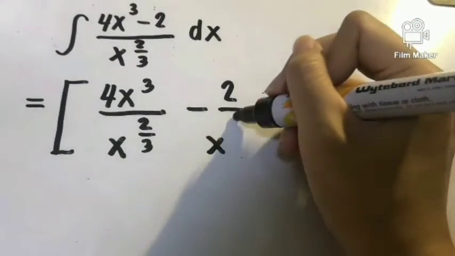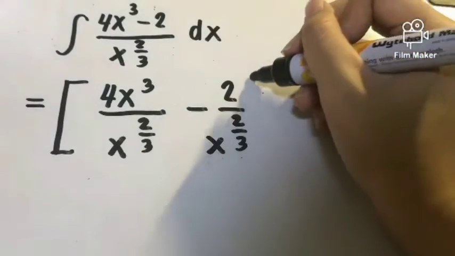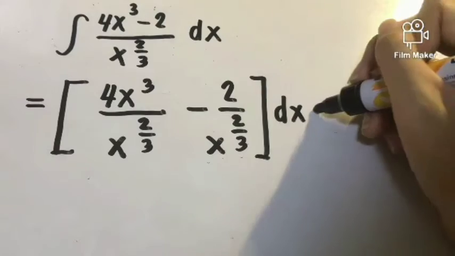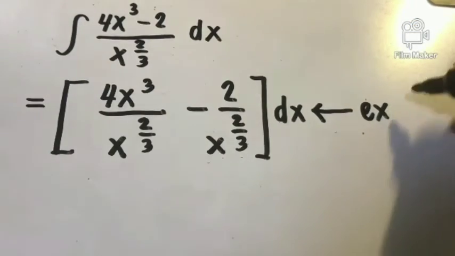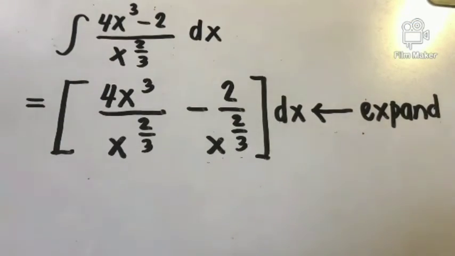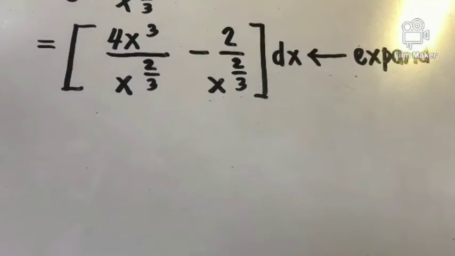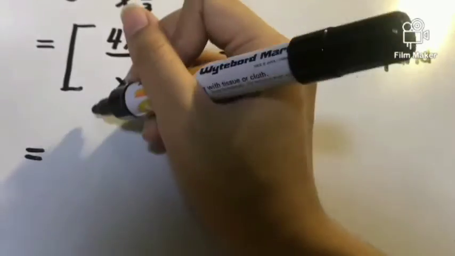So you would get 4x cubed over x raised to the power of 2/3 minus 2 over x raised to the power of 2/3 and dx. So that is the expanded form. After that, we have just expanded the given. After expanding, we're going to simplify.